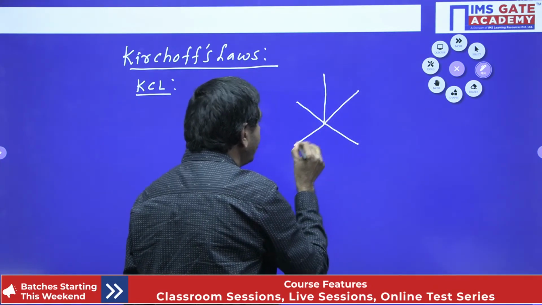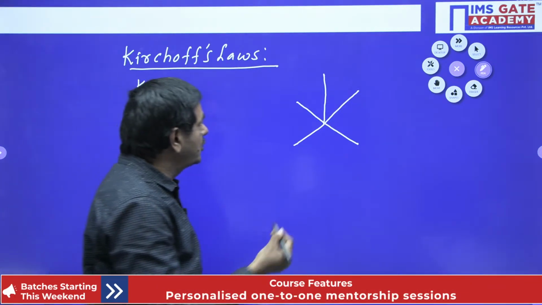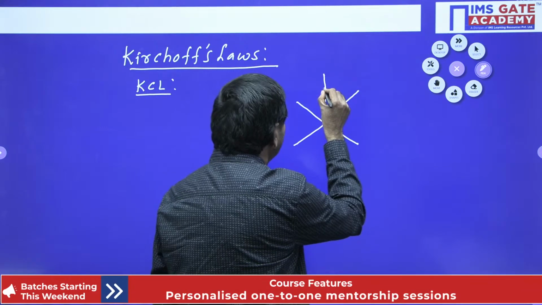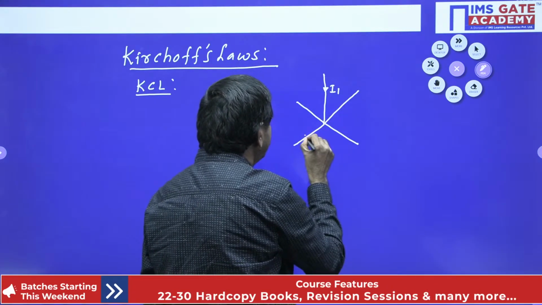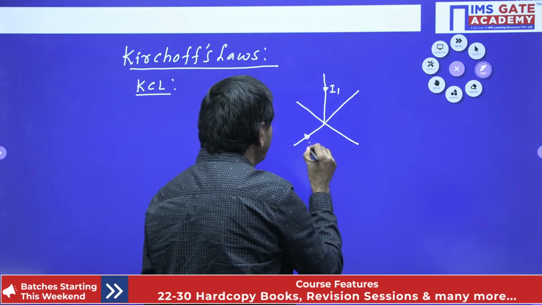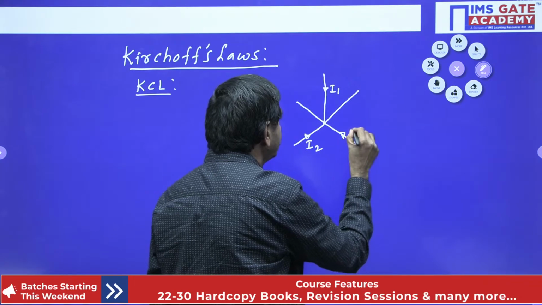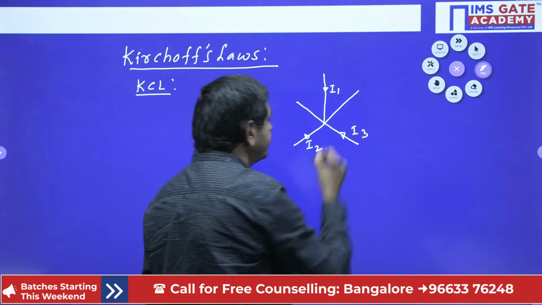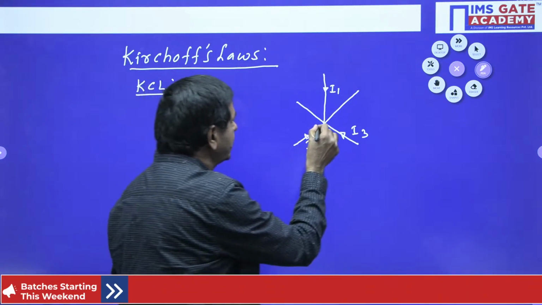In this way, they are all arranged. Through certain conductors, we allowed current to pass. Through this, I allowed a current of I1. This side current is allowed, I2. This side also current is allowed, I3. These three currents are coming towards this junction.